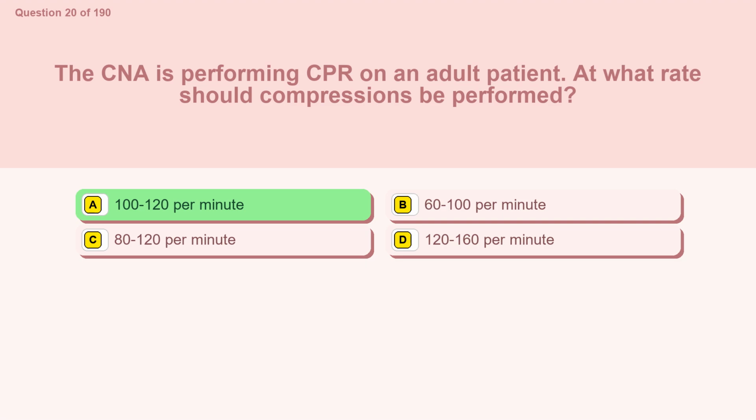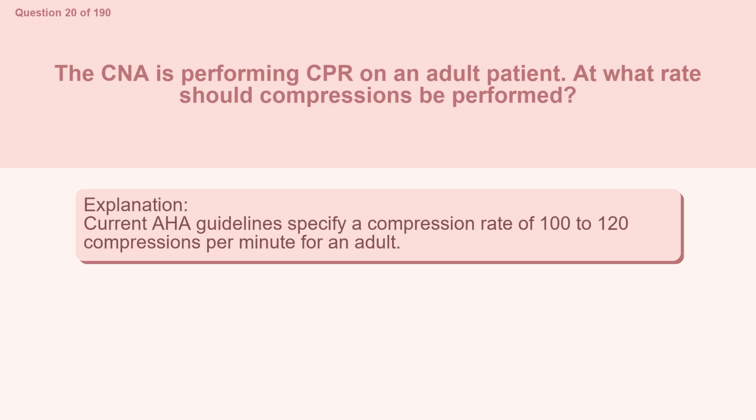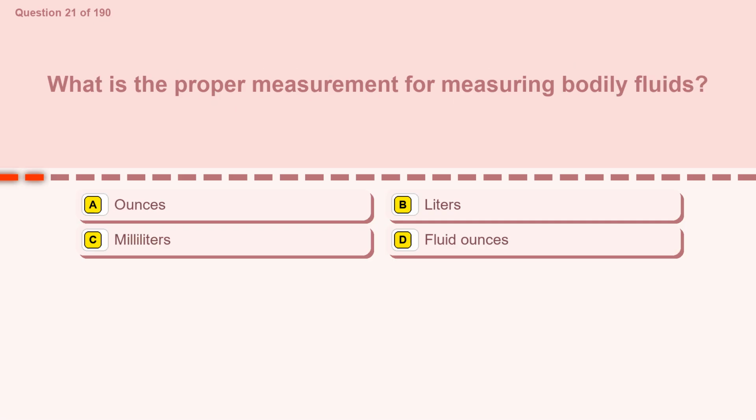The correct answer is option A, 100 to 120 per minute. Current AHA guidelines specify a compression rate of 100 to 120 compressions per minute for an adult. Question 21. What is the proper measurement for measuring bodily fluids?